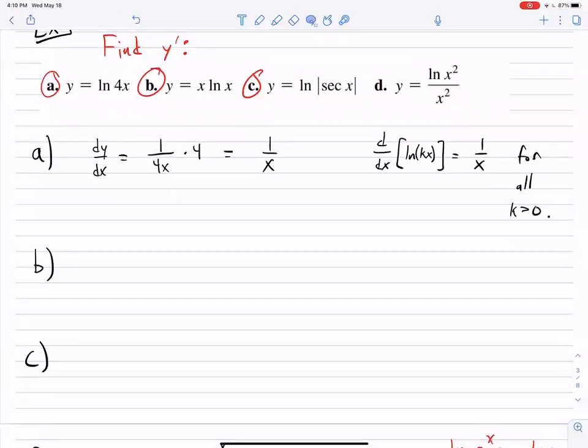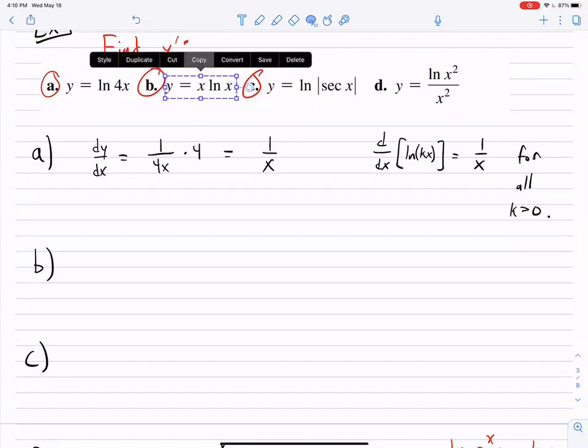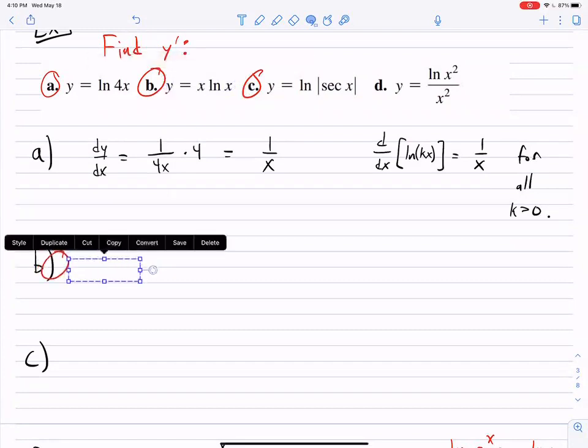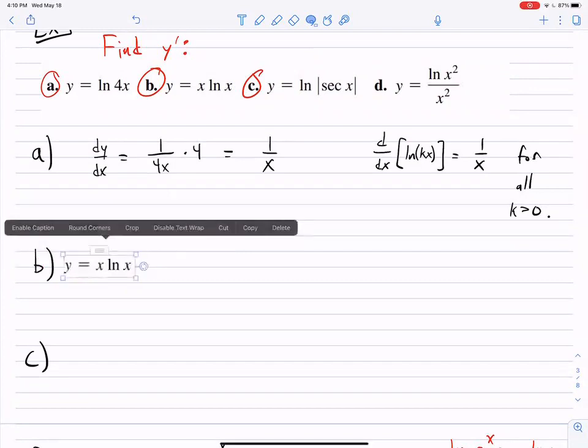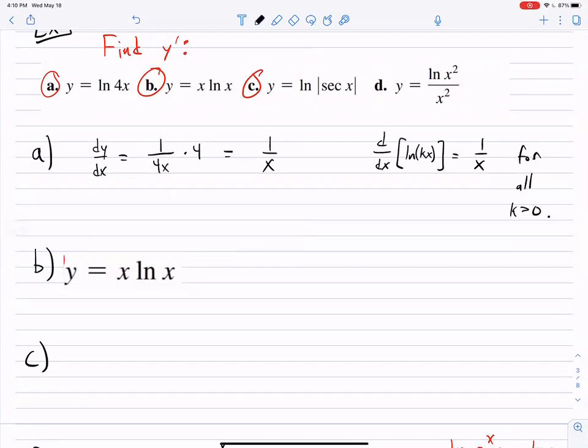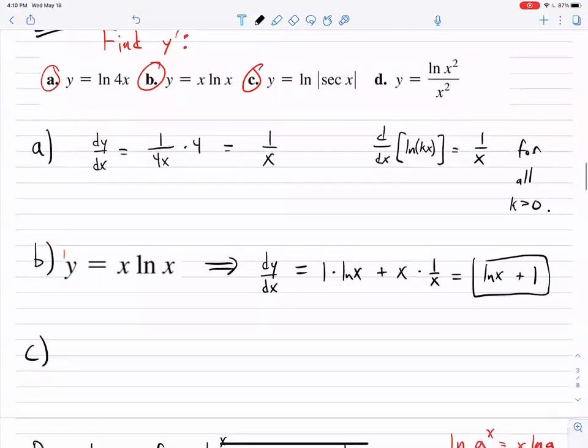For part B, copy, paste. Whoops. Let me paste the image. We need to use the product rule. And so by the product rule, we get that dy dx will be equal to the derivative with respect to x of the first thing, which is 1, times ln of x, plus the regular first guy, x, times 1 over x. And so this just becomes ln of x plus 1. And so that's the derivative of that function.